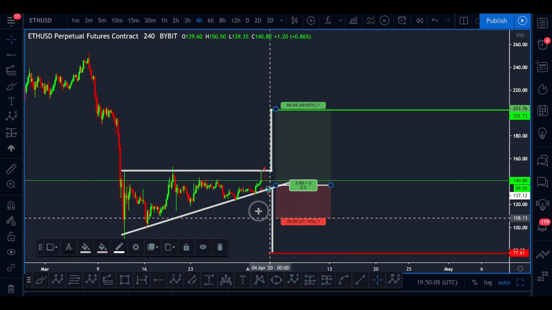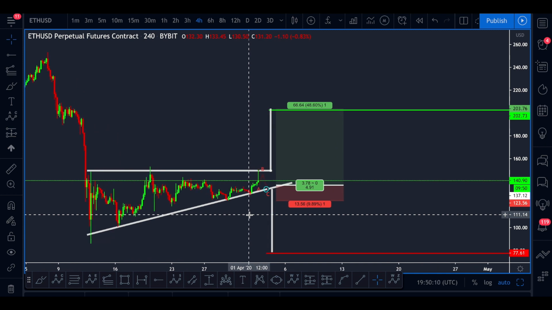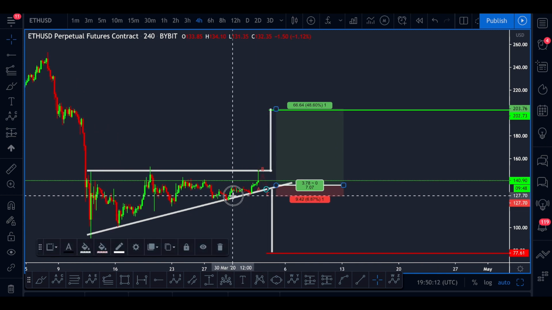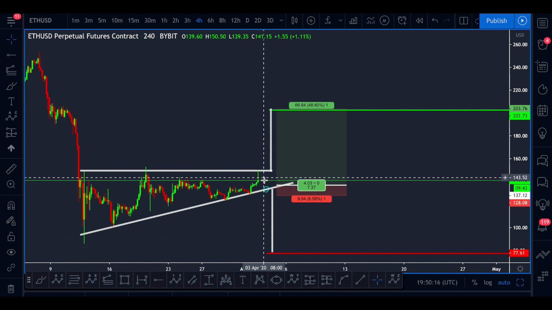And I'm going to put the stop loss right here. In fact, you can probably put it right there. Yeah, I'm going to go ahead and put it right there. So that's the trade for Ethereum, all right?